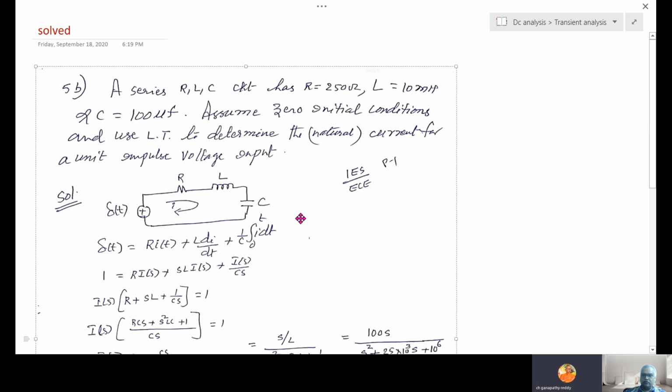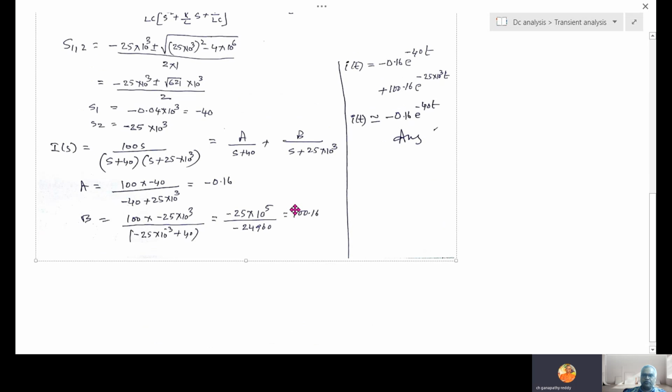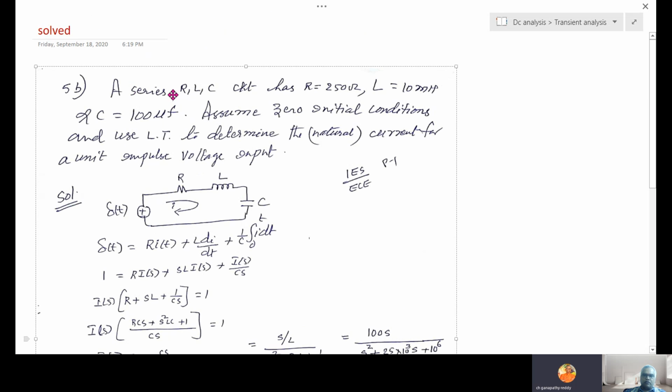So let me go through this and then stop it. A series RLC circuit has R equal to 250, L equal to 10 milli, C equal to 100 microfarad. Assume zero initial conditions, and use the Laplace transform to determine the natural current, that is, in the absence of input, for a unit impulse voltage input.